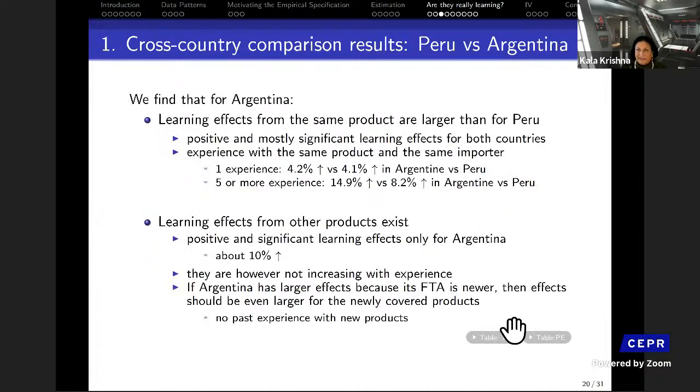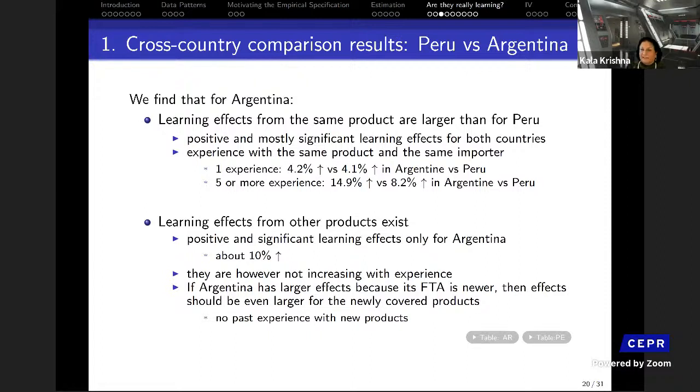What about the cross-country comparison results? Peru versus Argentina. For Argentina, learning effects from the same product are larger than those for Peru. They're positive and significant learning effects for both countries. Experience with the same product and the same importer, for one experience, is about the same in the two countries, 4.1 and 4.2%. But for 5 or more experience, it's 14.9% in Argentina and 8.2% in Peru. So it's roughly almost twice as much in Argentina as in Peru.